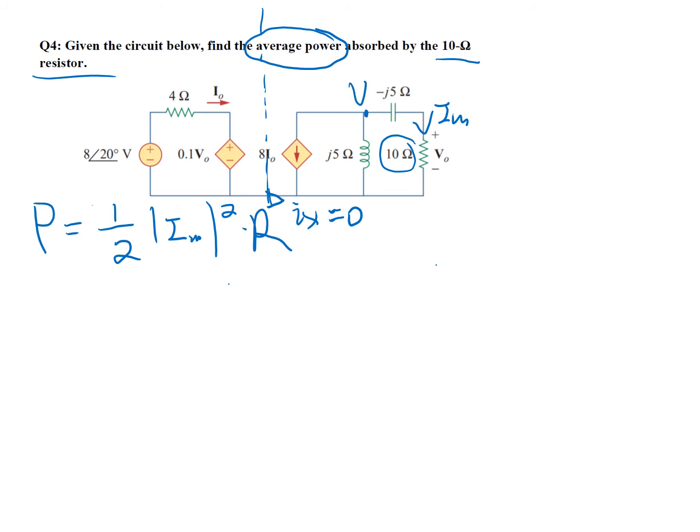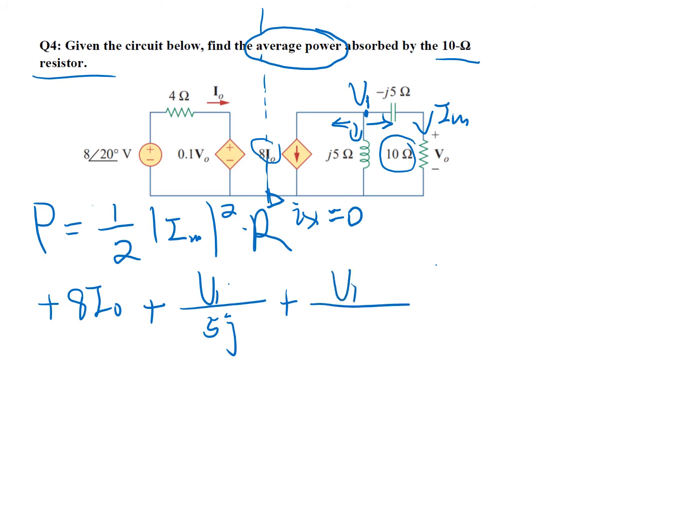We can solve the circuit by using nodal analysis. Let's say the voltage here is V1, and assume all the currents leave this node. We can perform nodal analysis. So this is the same direction, so that's plus 8, 0, plus Ohm's law, V1 over 5J. That's the current flowing through the inductor. And then V1, the total impedance for the capacitor and resistor is 10 minus 5J, equal to 0.